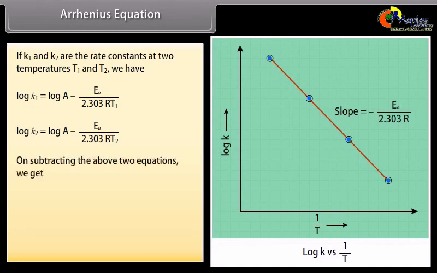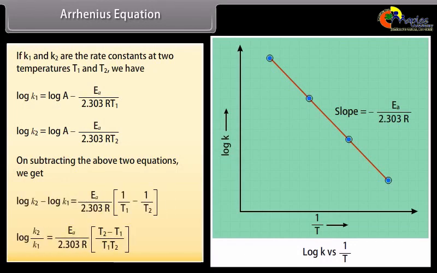On subtracting the above two equations, we get log K2 upon K1 is equal to Ea upon 2.303 R multiplied by T2 minus T1 upon T1 T2.